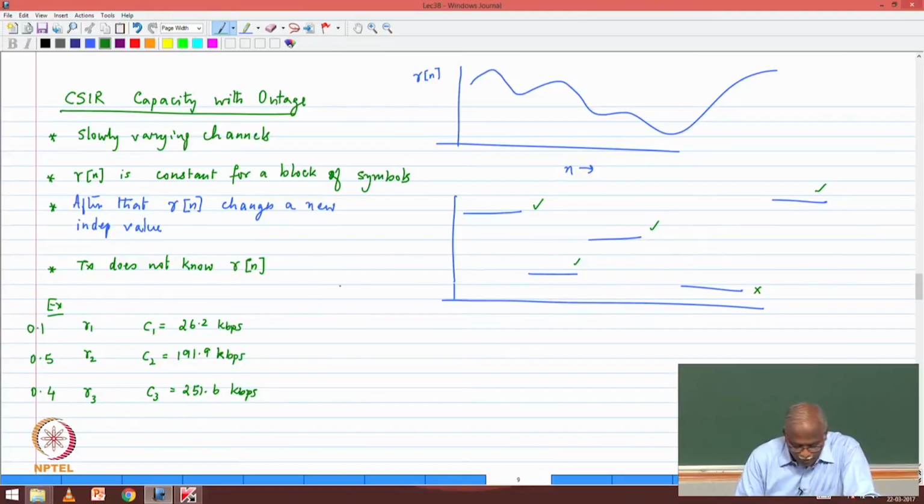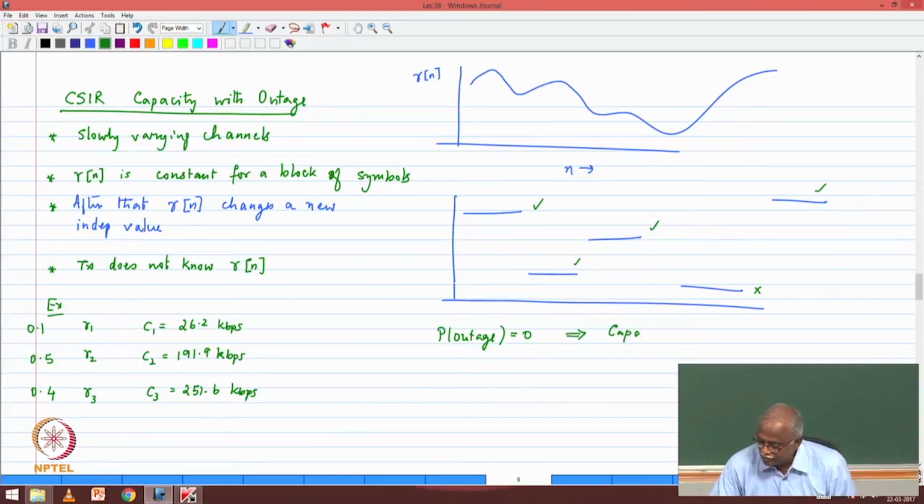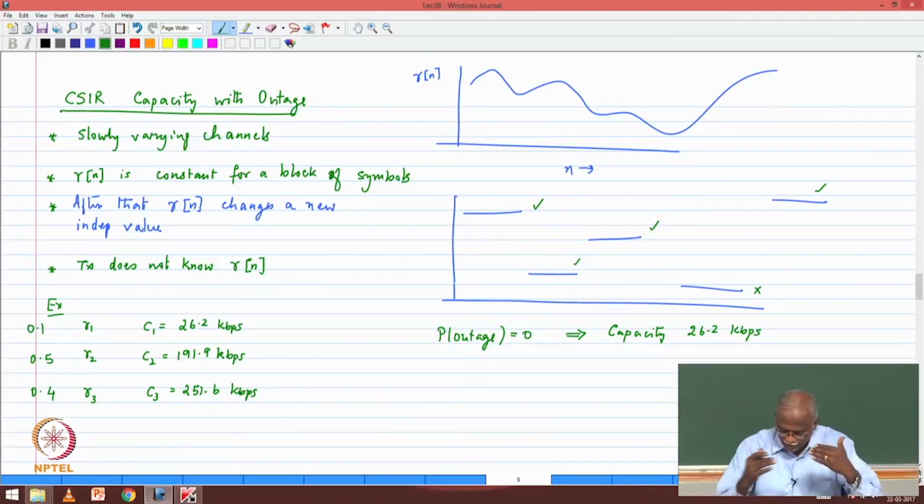Okay. So basically if I say that the probability of outage equals 0, that means under all channel conditions you must get my data through. Then I must design my system for the worst case, which means that in this case the capacity that I can achieve will be 26.2 kbps, because that's the system that will be designed to transmit with gamma 1. It may be gamma 2, gamma 3, but again the system designed for gamma 1 will work, and therefore it satisfies.